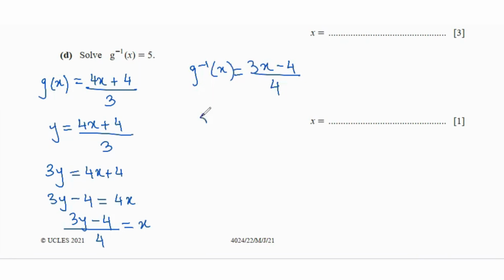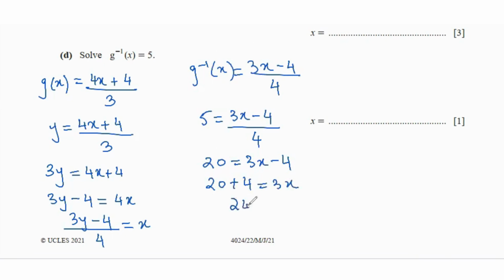Now we put this equal to 5. So it's going to be 20 equals 3x minus 4. 20 plus 4 equals 3x, which is 24. So x is 24 over 3, which is 8.